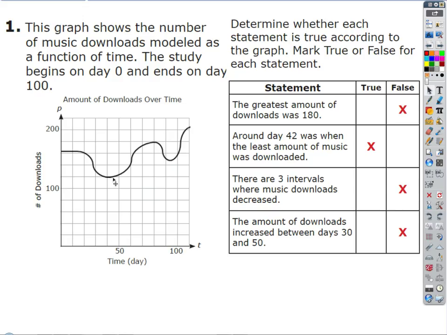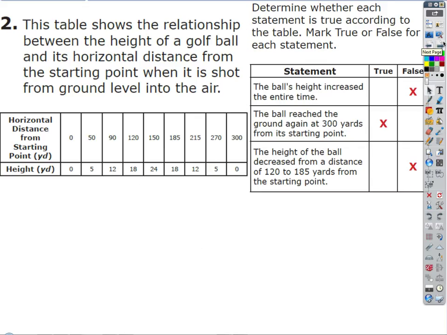Seems good. There are 3 intervals where music downloads decreased. False. How many do you see? I only see 2. There and there, right? And then finally, the amount of downloads increased between days 30 and 50. So there's day 30, there's day 50. It looks like between those two, the number actually went down, right? So it decreased.